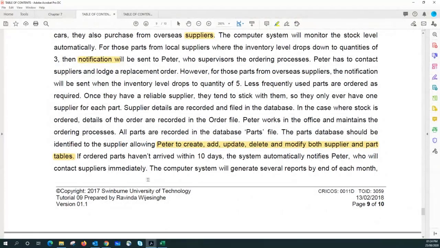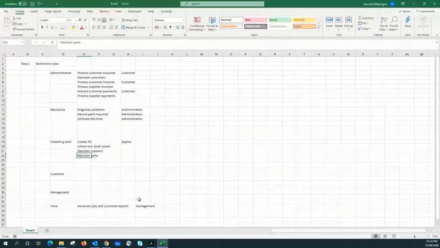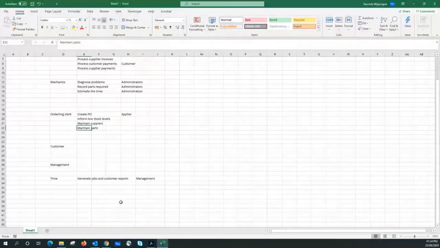Right. So if the ordered parts haven't arrived within the 10 days, the system automatically notifies Peter, who will contact the suppliers immediately, right? So there is a time-based use case needed in order to inform Peter that the parts have not actually arrived, right? So let me have another time-based use case.